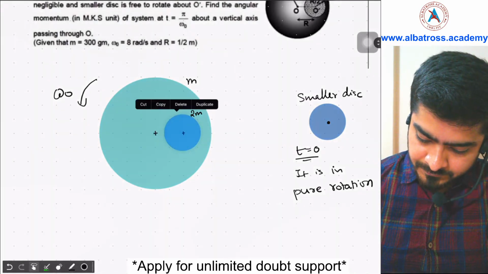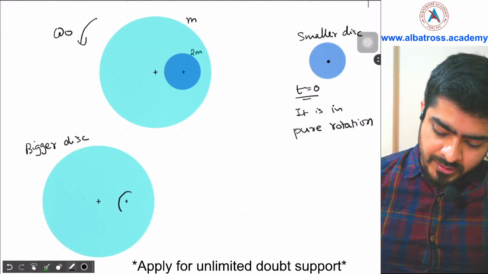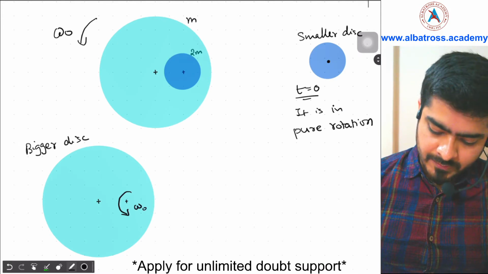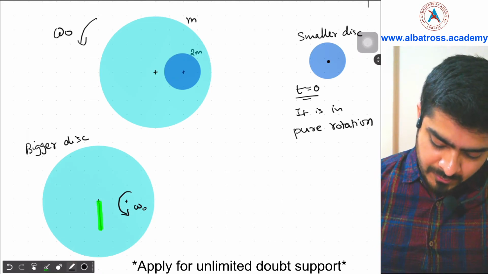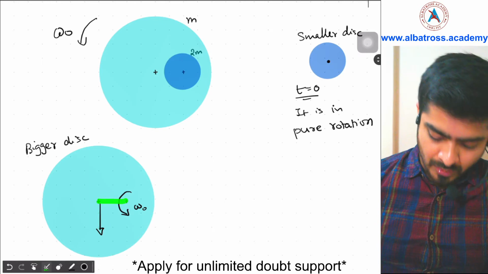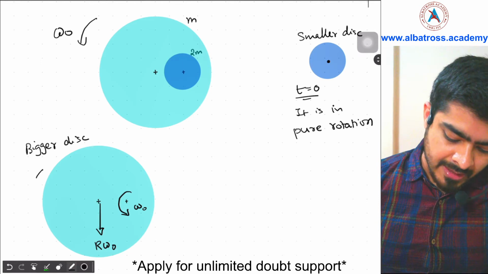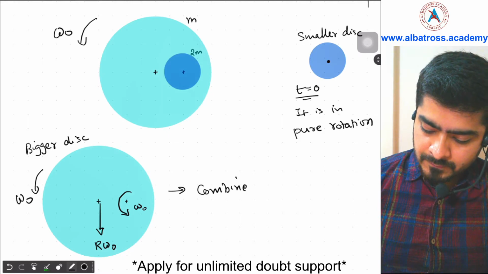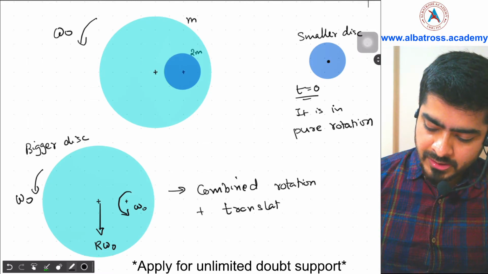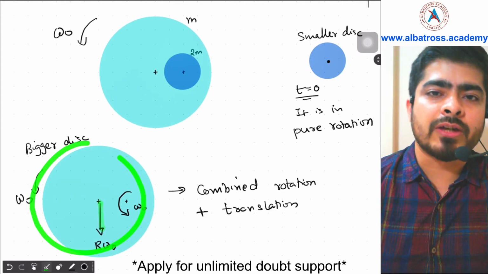Now, talking about the larger disk, this bigger disk is set into rotation about this point with omega naught. That means the center of mass of the bigger disk will also have some velocity. And how much will that velocity be? This distance is equal to r, so velocity will be r omega naught, and the disk also has its own angular speed omega naught, so it is having combined rotation plus translation. The center of mass has an initial velocity, and at the same time the disk is rotating.